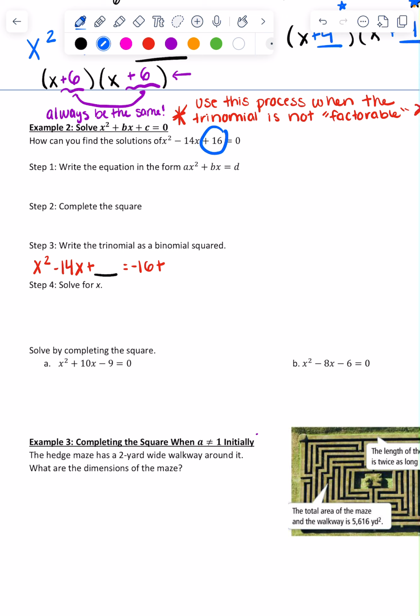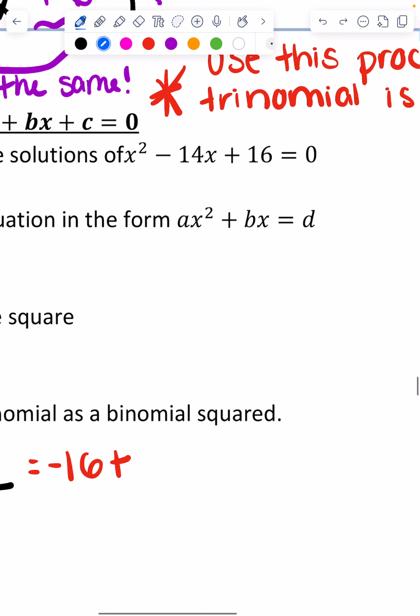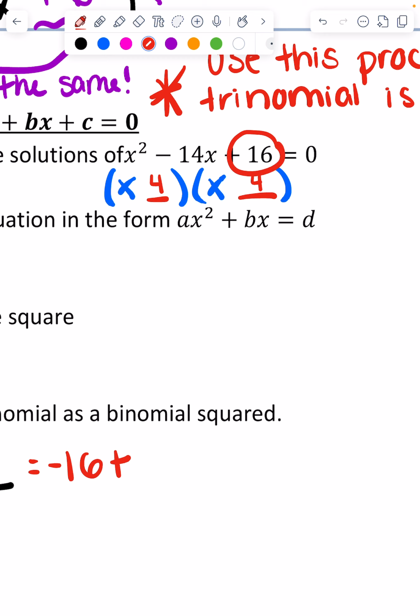This time they gave it to us, so let's just try it. Are there two numbers that multiply to 16 and add to negative 14? They should be the exact same number, and the only combo that would work would be 4 and 4. We know 4 and 4 multiply to positive 16, but they do not add to negative 14.